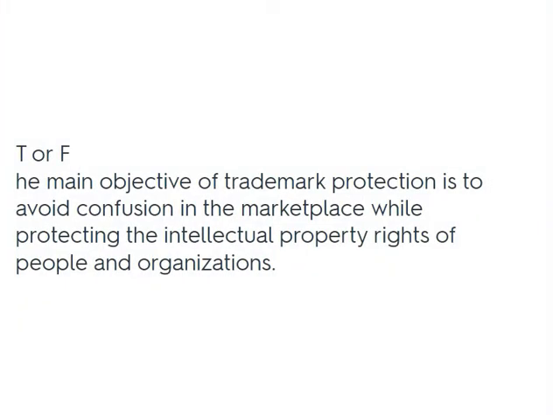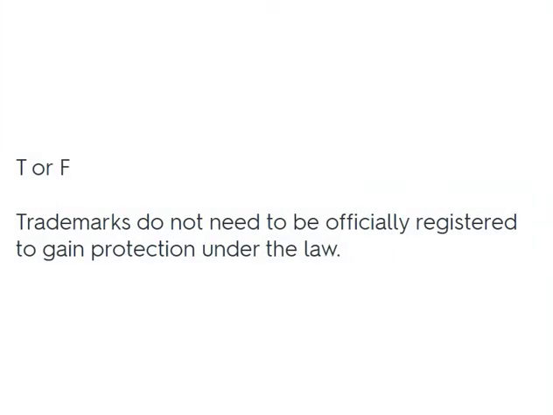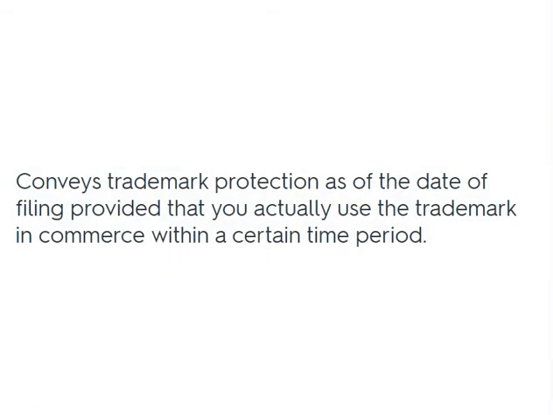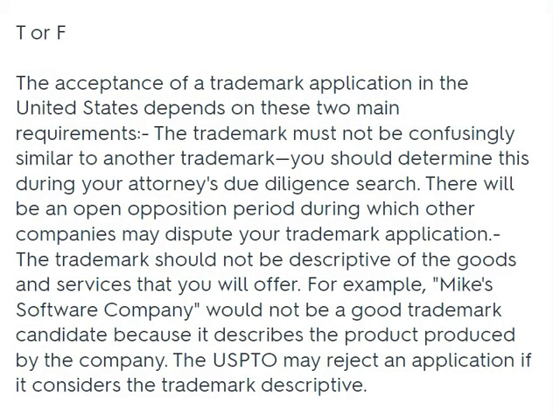T or F. The main objective of trademark protection is to avoid confusion in the marketplace while protecting the intellectual property rights of people and organizations. True. T or F. Trademarks do not need to be officially registered to gain protection under the law. Conveys trademark protection as of the date of filing provided that you actually use the trademark in commerce within a certain time period. Intent to use application. True.